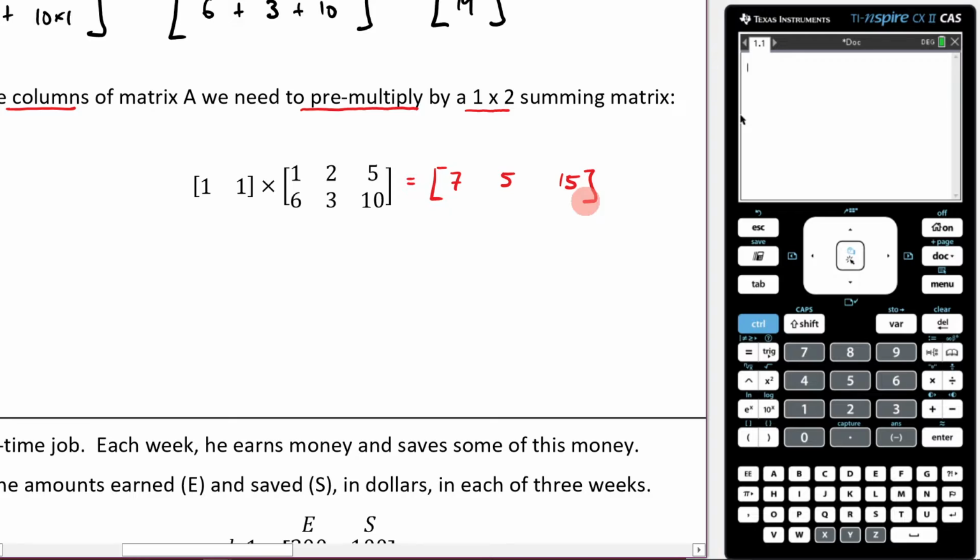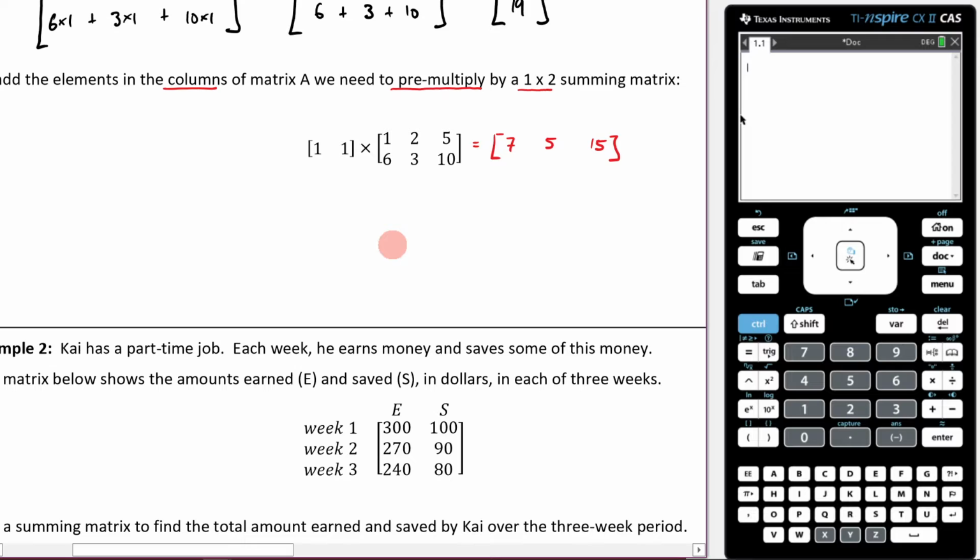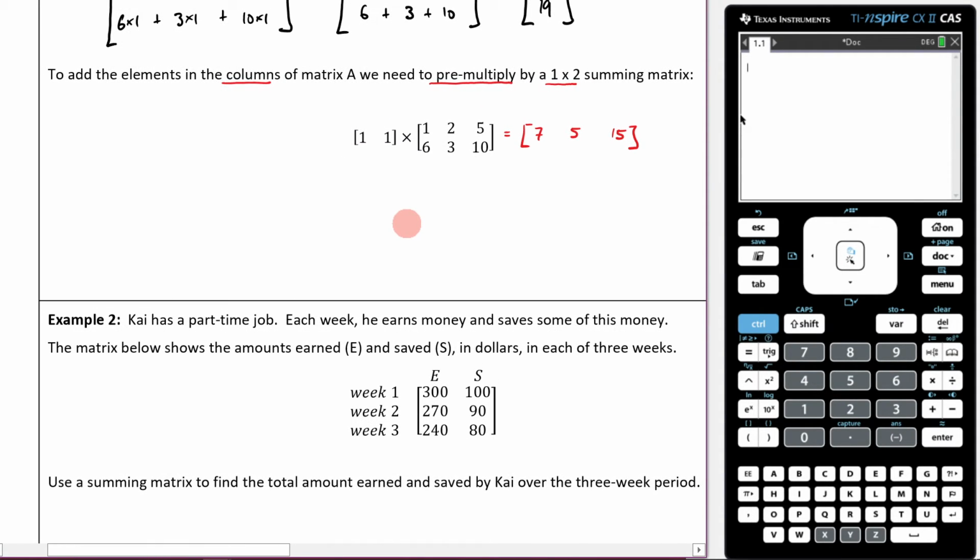But we don't really care about the final answer. What we care about is understanding the process which enables us to get there. That's what we want to understand in this lesson. So let's see what happens when we do this. First things first, pre-multiply means we're multiplying the summing matrix before our matrix A. Not after it, before it. So that's why it says pre-multiply. And as you can see, it is a row matrix that we're dealing with. So let's now see what happens when we do this.